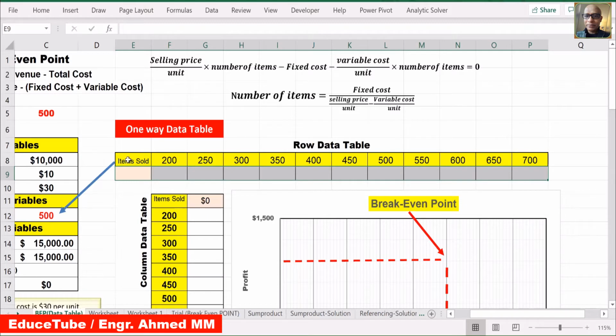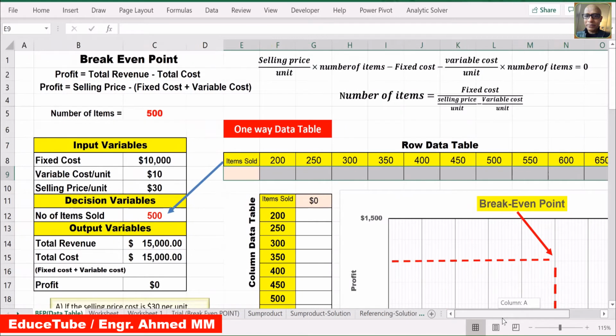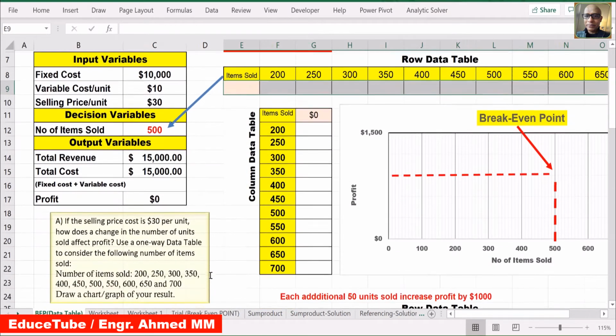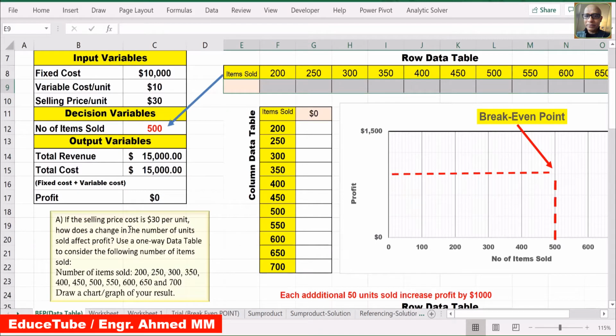And to get this item sold, how I got this? Because here I have one question. In this regard, it says if the selling price cost is $30 per unit, how does a change in the number of units sold affect profit? Use a one-way data table to consider the following number of items sold. So what are those? 200, 250, 300 up to 700. So we have to create this data table.